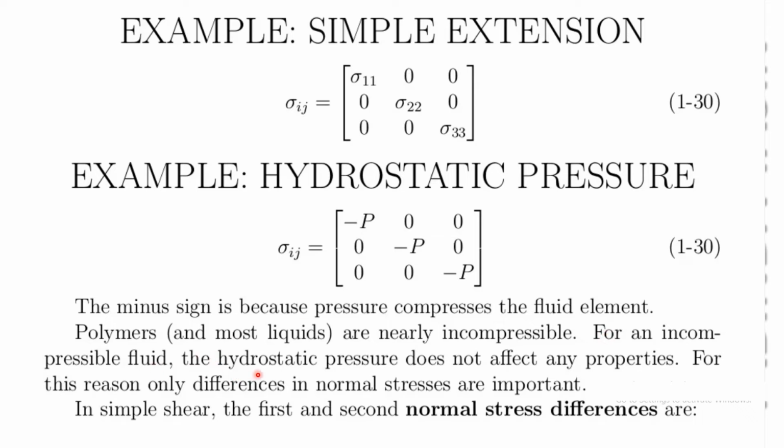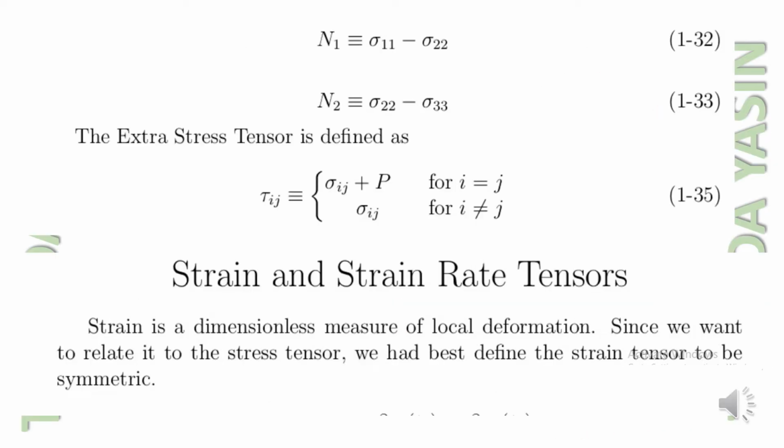Polymers and most liquids are nearly incompressible. For an incompressible fluid, the hydrostatic pressure does not affect any properties. For this reason, only differences in the normal stress are important. In simple shear, the first and the second normal stress differences are N1 equivalent to sigma 11 minus sigma 22, that is equation number 32, and N2 equivalent to sigma 22 minus sigma 33, that is equation 33.